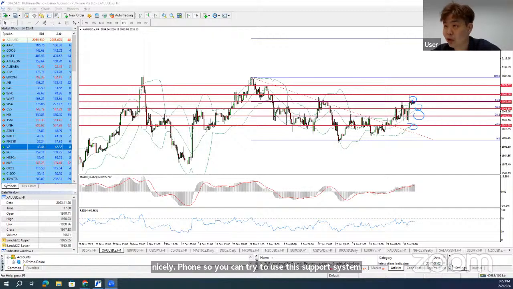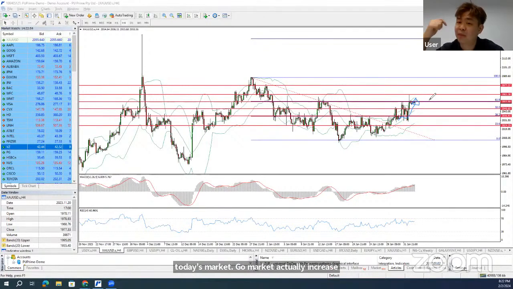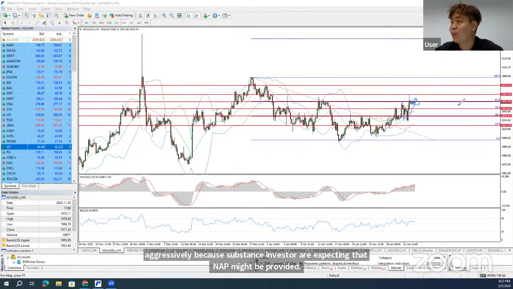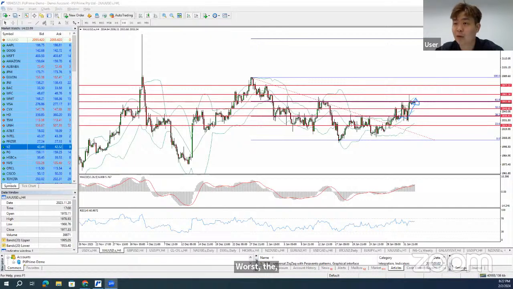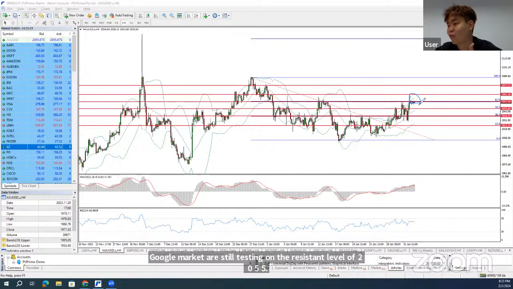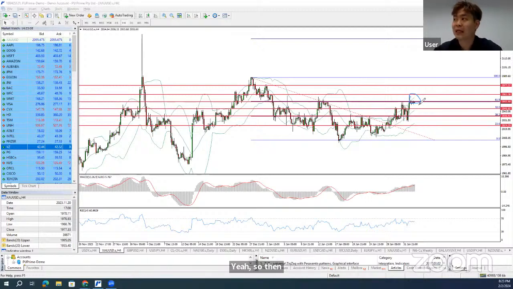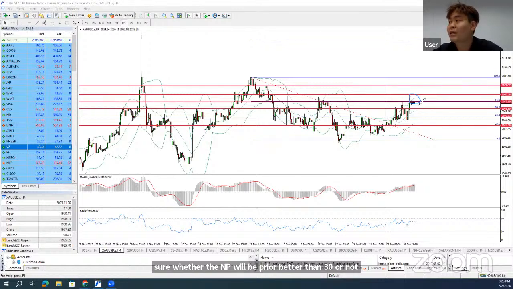If you look at the gold chart in today's market, gold has increased aggressively because certain investors are expecting the NFP might provide a worse than market expectation reading, so the gold price goes up. Currently the gold market is still testing the resistance level of 2055. Certain investors are still not sure whether the NFP will provide a better than expected reading or not. That's why certain investors consider taking profit and several have a wait and see mood after testing the resistance level, which is the Fibonacci 61.8% resistance level, nicely formed. This is also the previous resistance level.